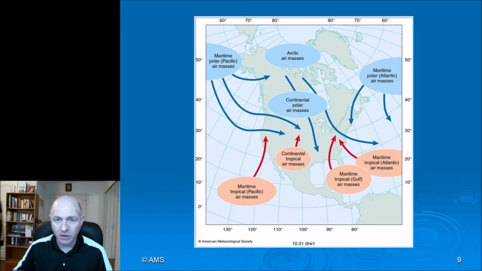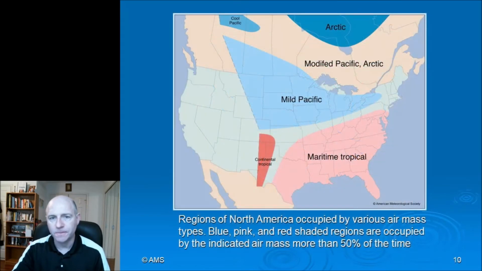And again, when we talk about Arctic, that's way, way north, literally north of the Arctic Circle. So these are the locations where those air masses tend to set up. And you can see from the bottom there, the regions of North America occupied by various air mass types. So this shows you the dominant type of air mass in place.